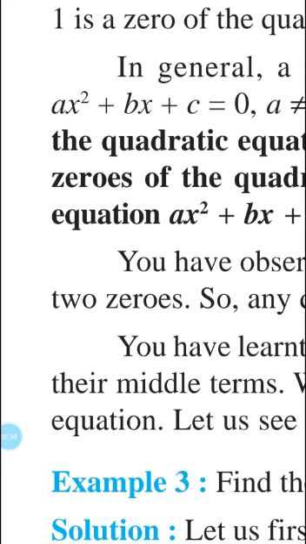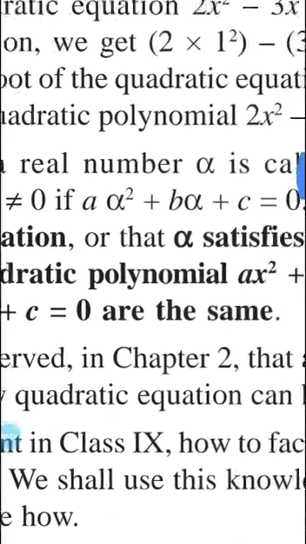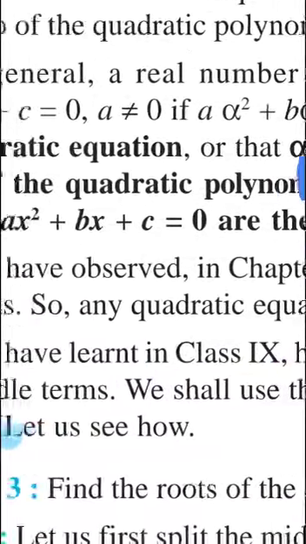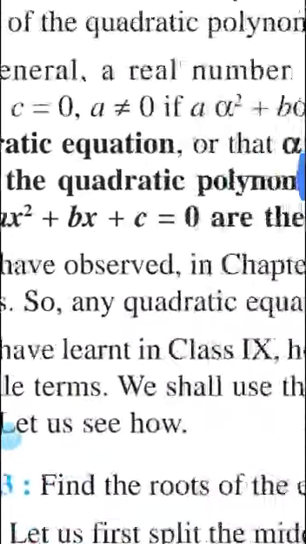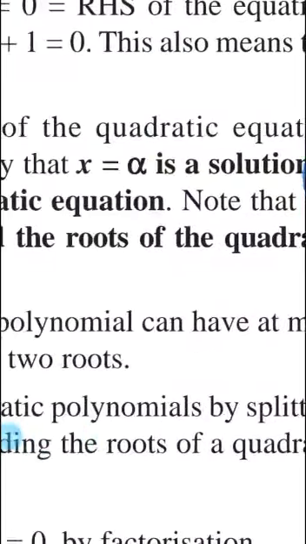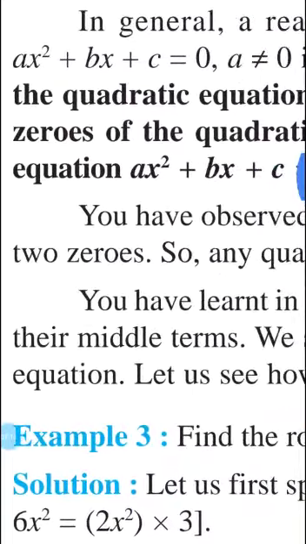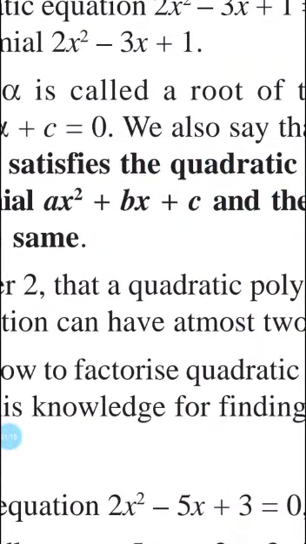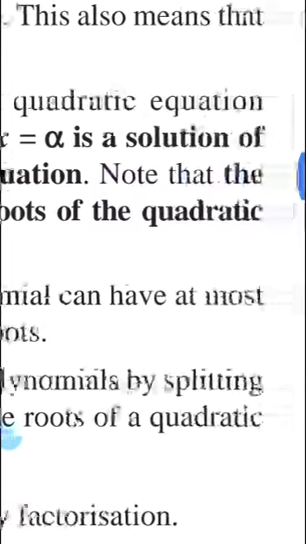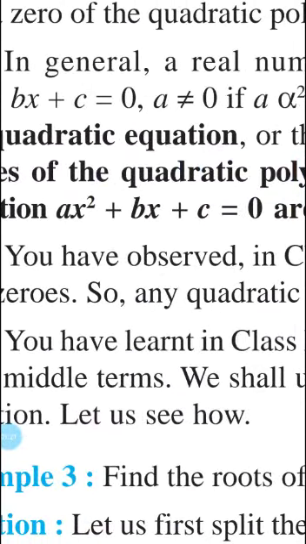What can we say? We say that x is equal to alpha is a solution of the quadratic equation, or that alpha satisfies the quadratic equation. Is that okay? Now see, the zeros of the quadratic polynomial ax square plus bx plus c and the roots of the quadratic equation ax square plus bx plus c is equal to 0 are the same.